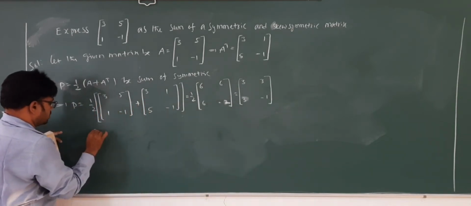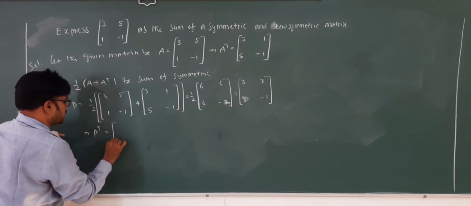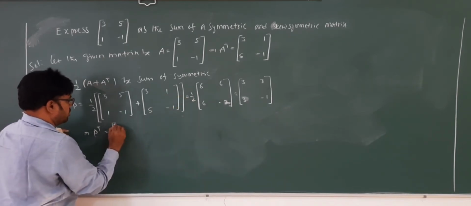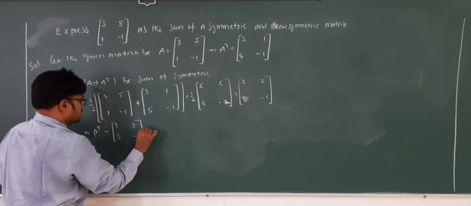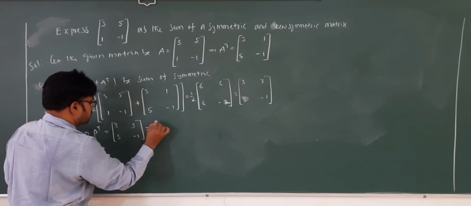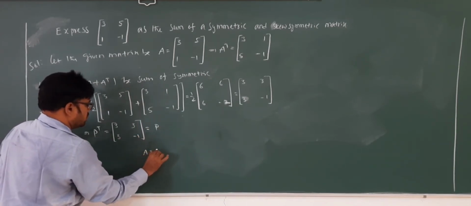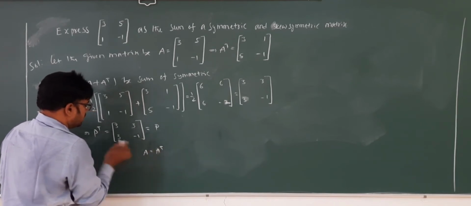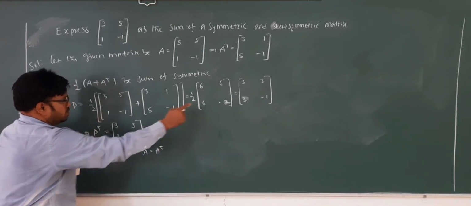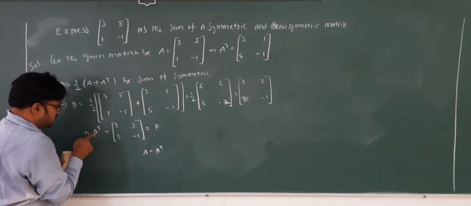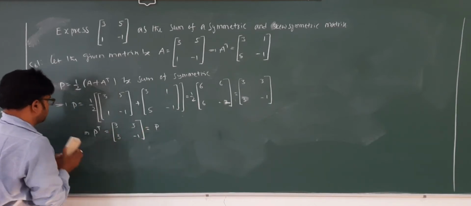See here, if you take P transpose, the matrix again we get [3 3; 3 -1]. So P transpose equal to P. Any matrix A equal to its transpose, both are equal, then it is called a symmetric matrix. Here this is the P matrix, and again P transpose gives the same value. So P is a symmetric matrix.